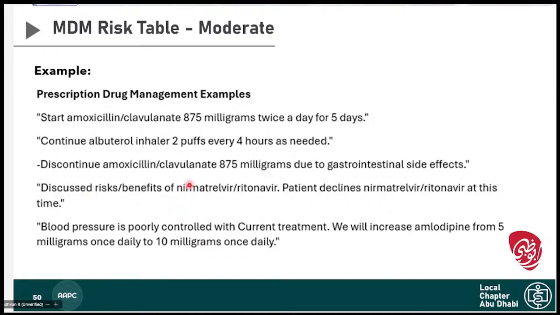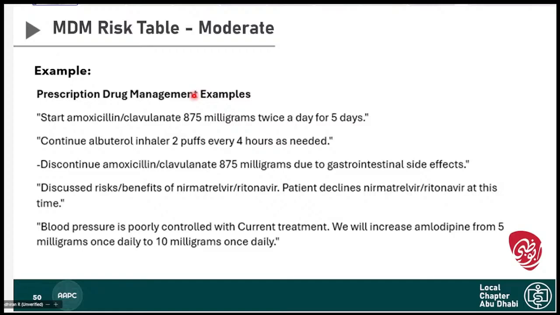Next, the provider discussed the benefit of some medications. However, the patient declined the medication due to financial issues or some other reasons. Still, we can consider this as a prescription drug management point. Next, sometimes the provider will increase or decrease the medication dose based on the patient condition. For example, the patient has hypertension that is still poorly controlled, so the provider will increase the medication dose. Or for diabetes, the provider already prescribed insulin at 20 units per day. However, if the patient suddenly goes into hypoglycemia, then the provider will decrease the dose of insulin. So these are all the management we can consider as prescription drug management.